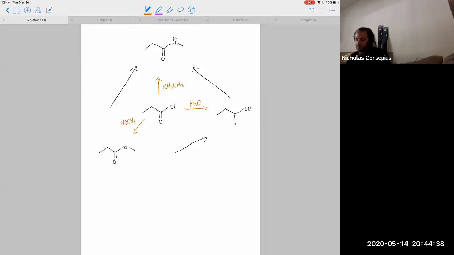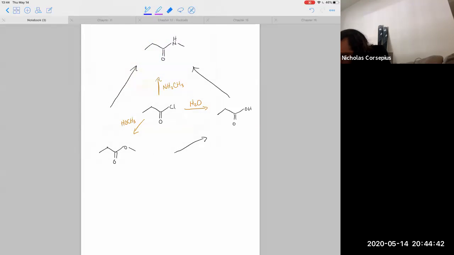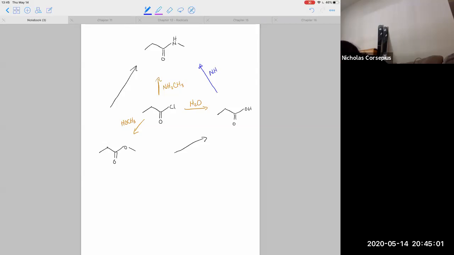What about if I want to get from a carboxylic acid to an amide, what would I need there? Amine? Yeah, an amine, right? So I'm just going to need to use that same amine. However, because I'm starting with a carboxylic acid, you do need a little bit of heat in order to drive that reaction.